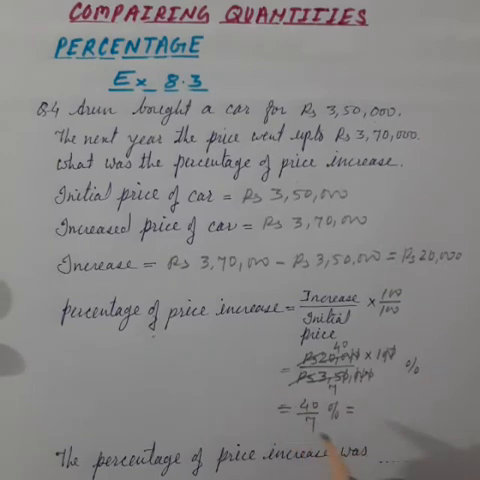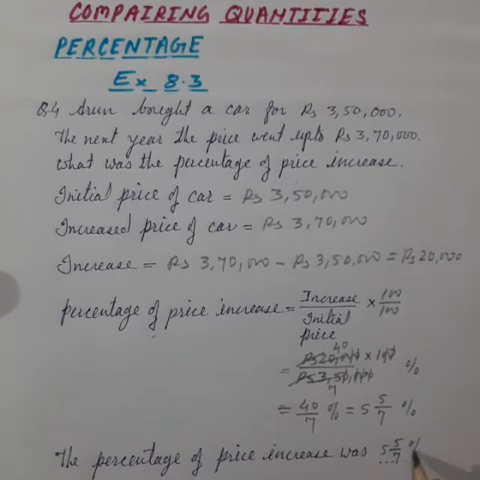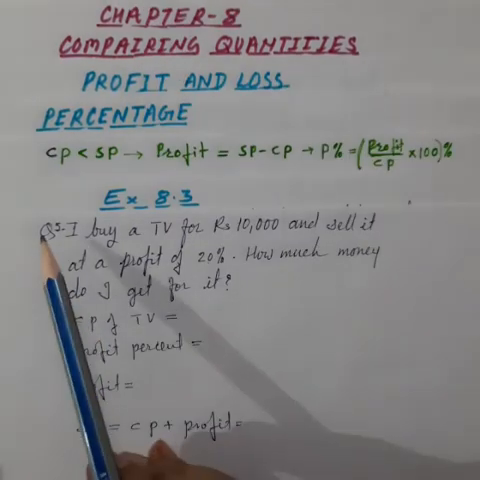We can convert it into a mixed fraction also. 7 fives are 35 plus 5 is 40, and the denominator is the same, 7%. So the percentage of price increase was 5 and 5 by 7%.